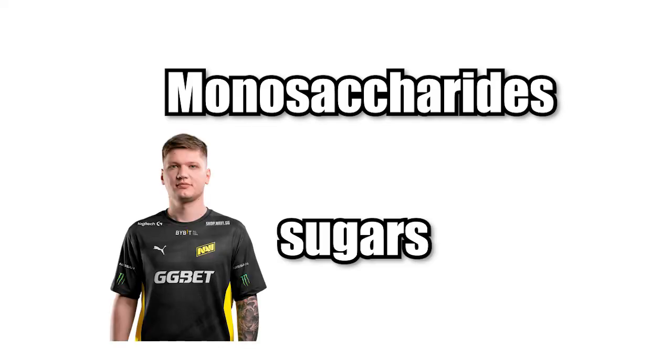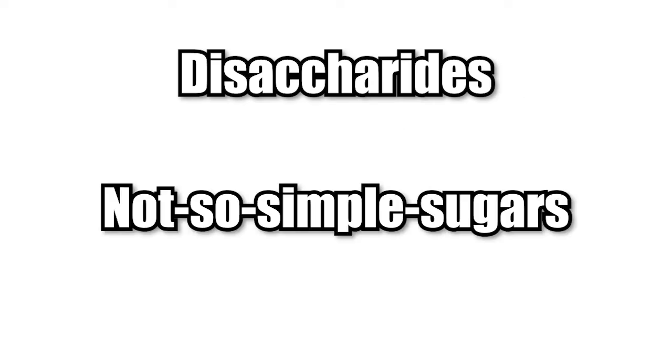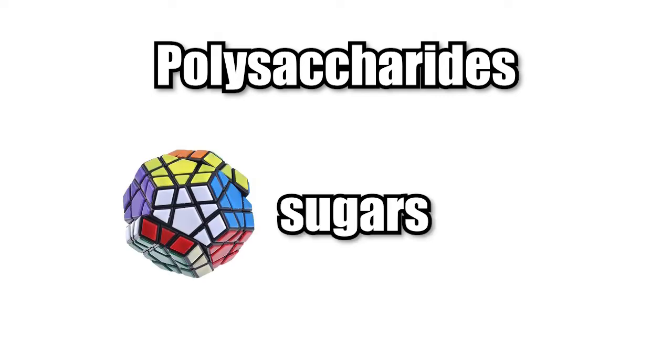They are usually divided into three categories. You got the monosaccharides, aka the simple sugars. You also got the disaccharides, also known as the not so simple sugars. I made it up, it's not a real term, don't look it up. Lastly, you got the polysaccharides, aka the complex sugars. We'll be going over these one by one and see how these three function.